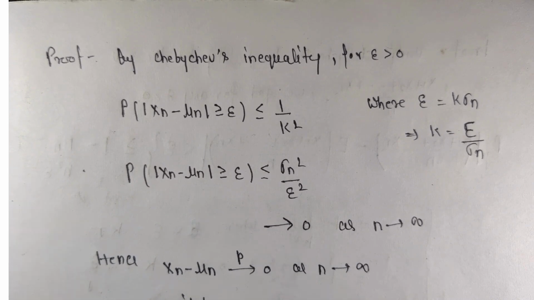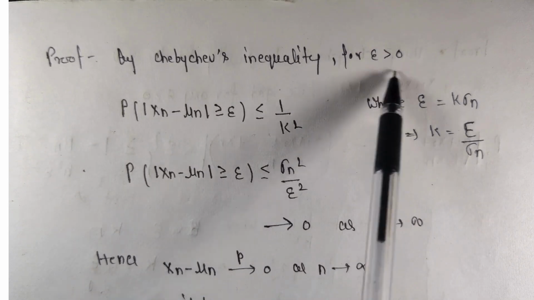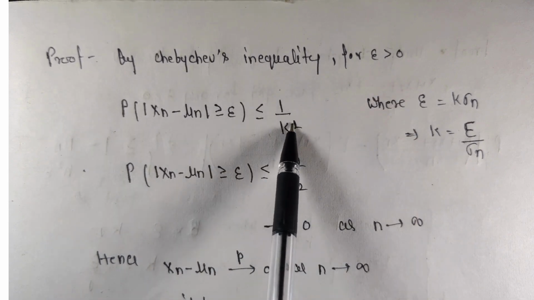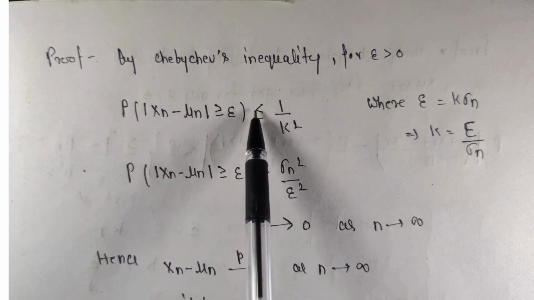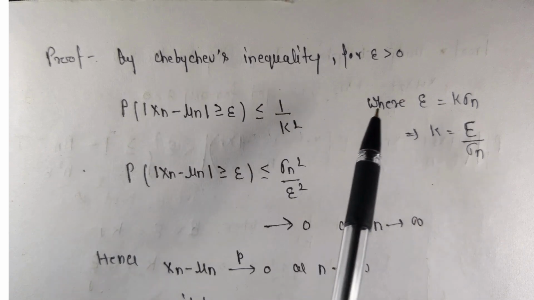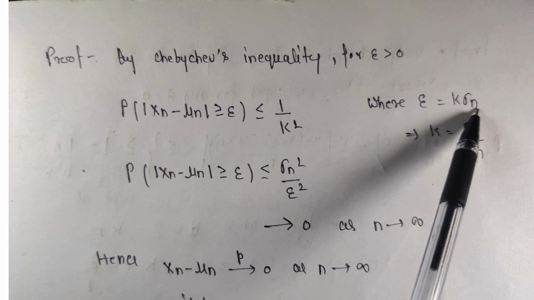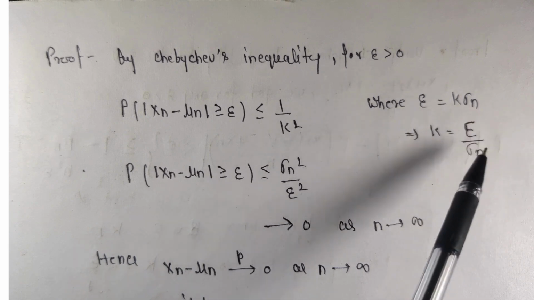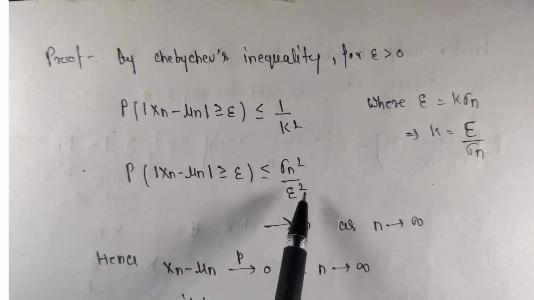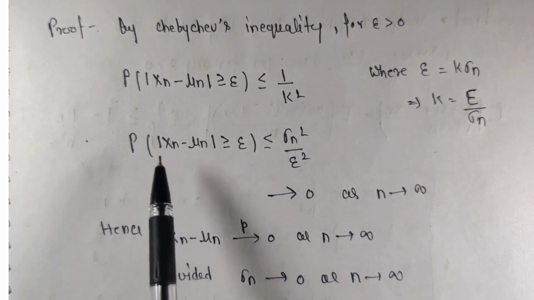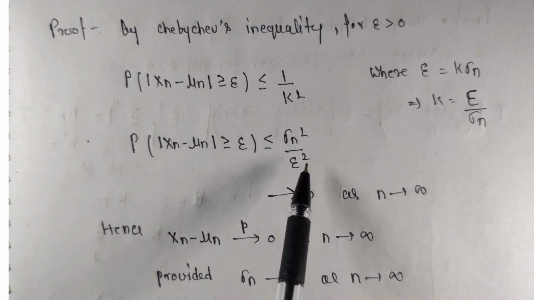Okay, so the proof part of the Chebyshev theorem. By the Chebyshev inequality, for epsilon greater than 0, this is the first structure of the Chebyshev inequality. We can write P(|xn - mu n| >= epsilon) is less than or equal to 1 upon k squared. And as we know, the relationship between epsilon and k is epsilon = k times sigma n, so k = epsilon by sigma n. In place of 1 upon k squared, you can write sigma n squared by epsilon squared. So P(|xn - mu n| >= epsilon) is less than or equal to sigma n squared upon epsilon squared.